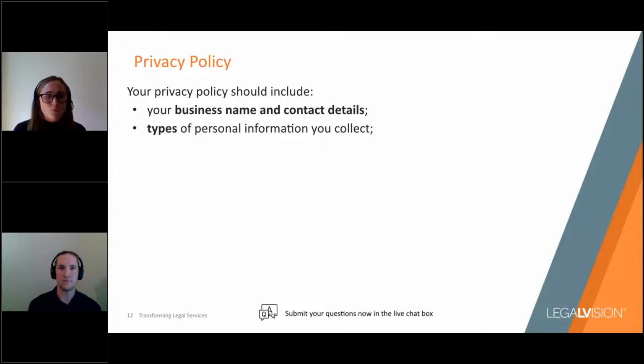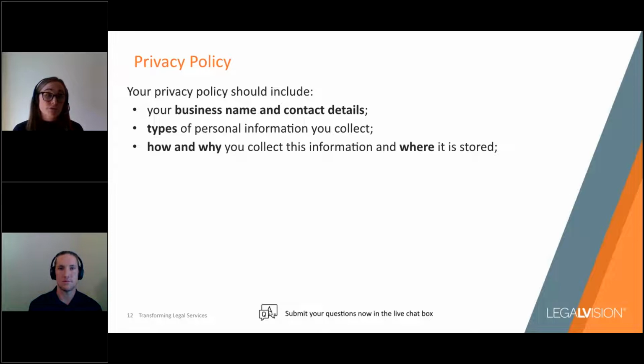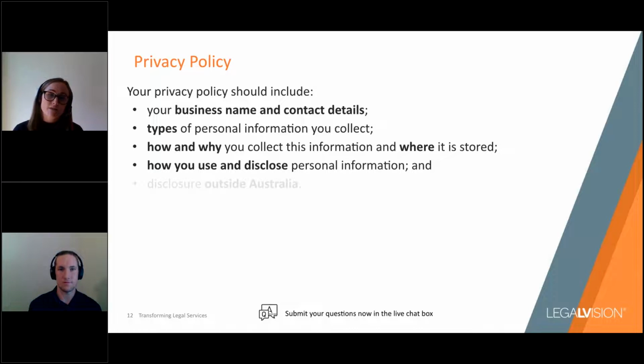Also, why you're collecting the information and what you will do with the information, where it's stored, and who you will disclose that information to. So whether there are any specific third parties that you'll be disclosing the information to. It should also set out whether or not you are going to disclose the information overseas, so outside of Australia. And there are some further obligations around cross-border disclosure that are good to know if you do transfer information outside of Australia.